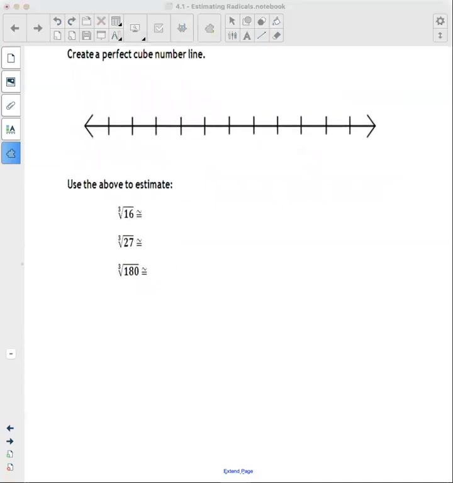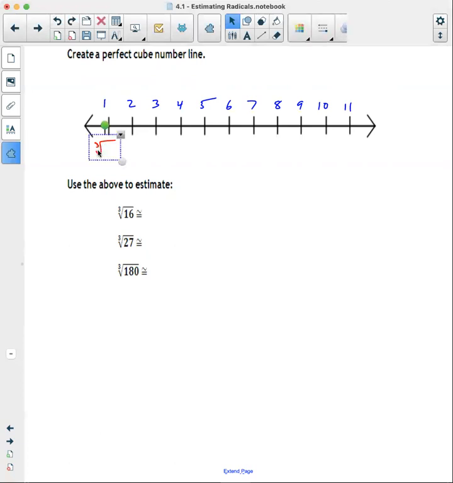Okay, and we're going to set it up the same way that we did before. So we will put our numbers on the top. 1, 2, 3, 4, 5, 6, 7, 8, 9, 10, 11. And then we're going to be doing our perfect cubes on the bottom. Okay, so 1 times 1 times 1 is 1.